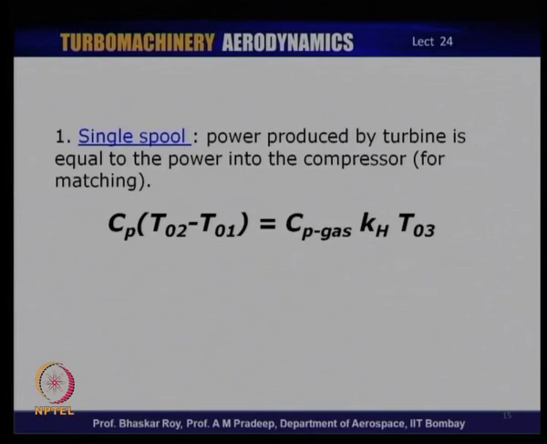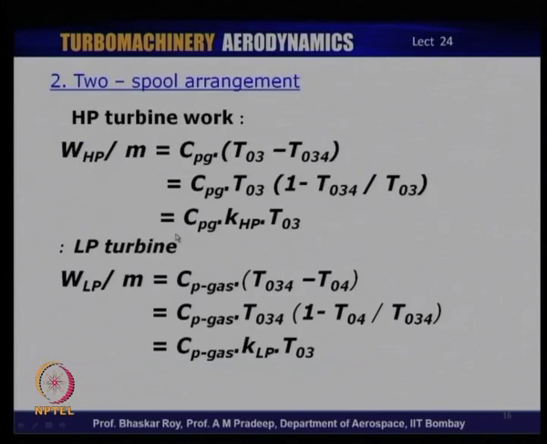Now, the single spool power that is produced by the turbine has to be matched with that of the compressor. Now, this is the work matching: the left hand side is the compressor work, the right hand side is the turbine work, and this is what finally gives you the matched compressor turbine configuration.